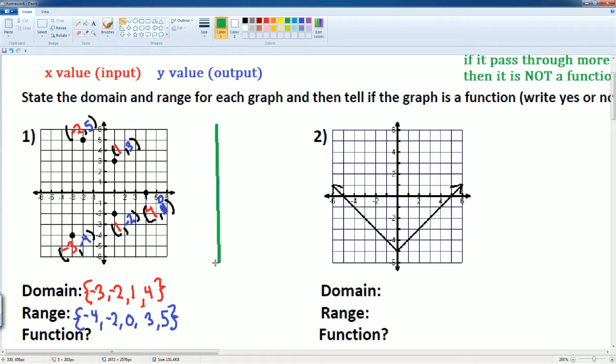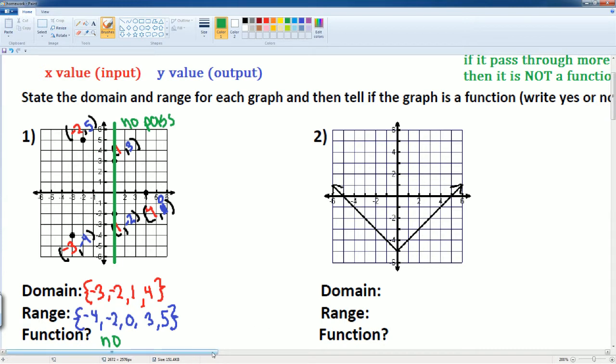Then lastly, we have to see if it passes the vertical line test. Here's my straight line, and then I draw it straight down. It passes if I draw here. It passes if I draw here. It does not pass if I go here. So notice, this does not pass, because the value of 1 for the input has 2 outputs. It can either be a 3 or a -2. That breaks it. So you write no, not a function, because it does not pass.